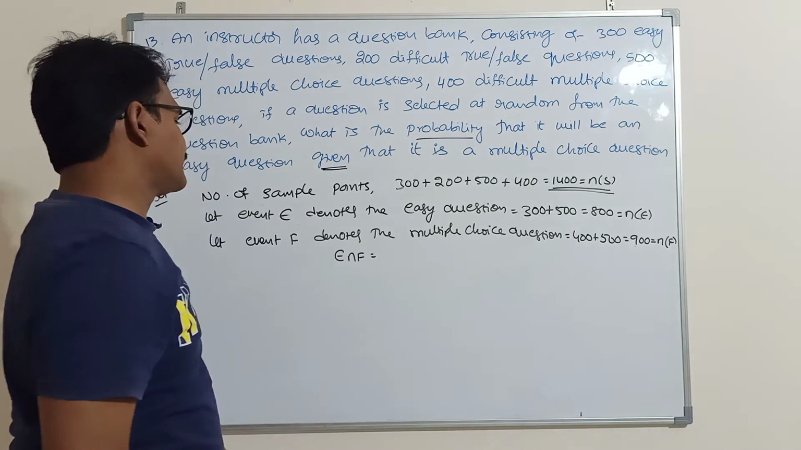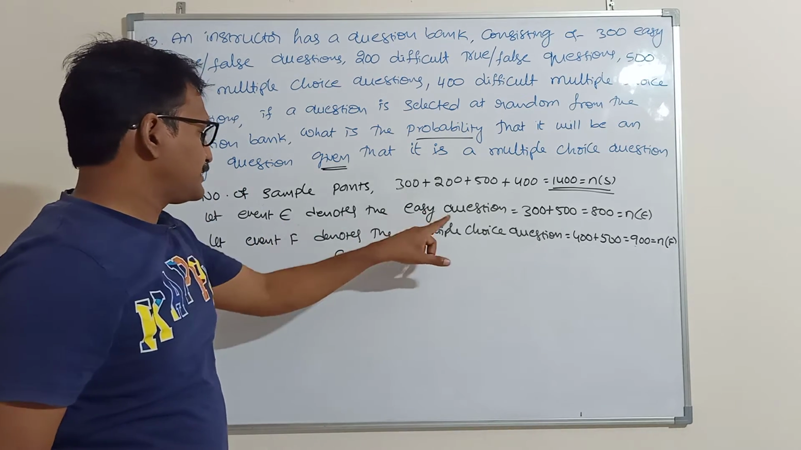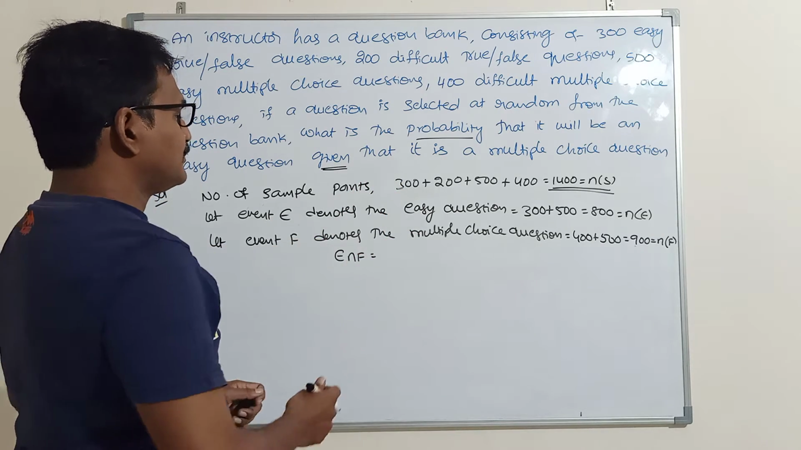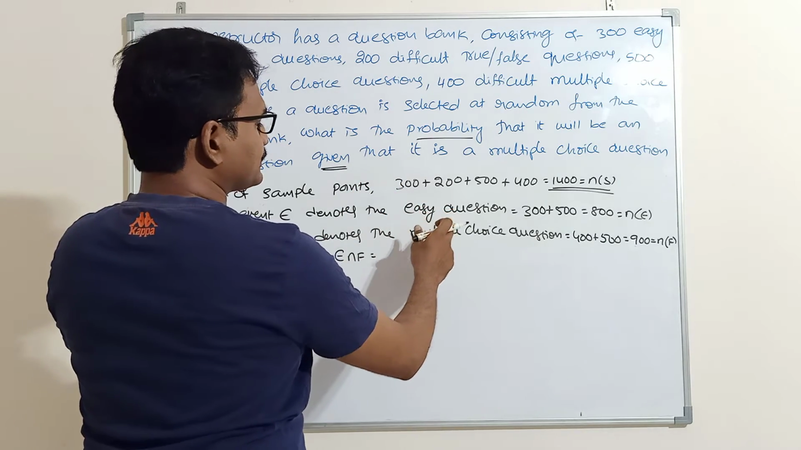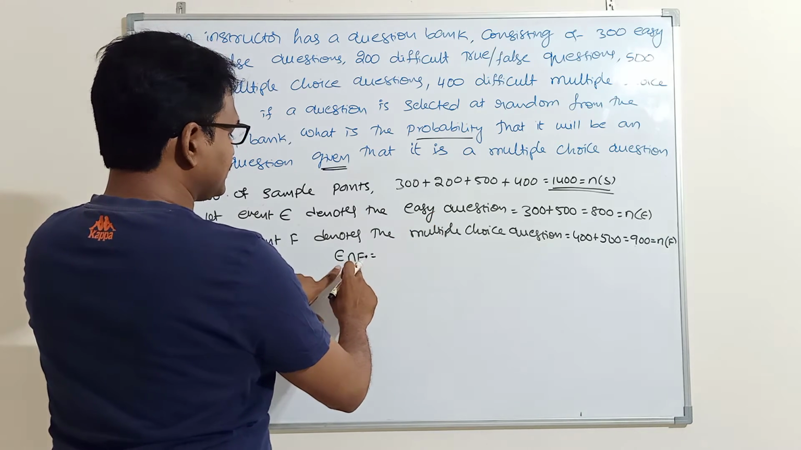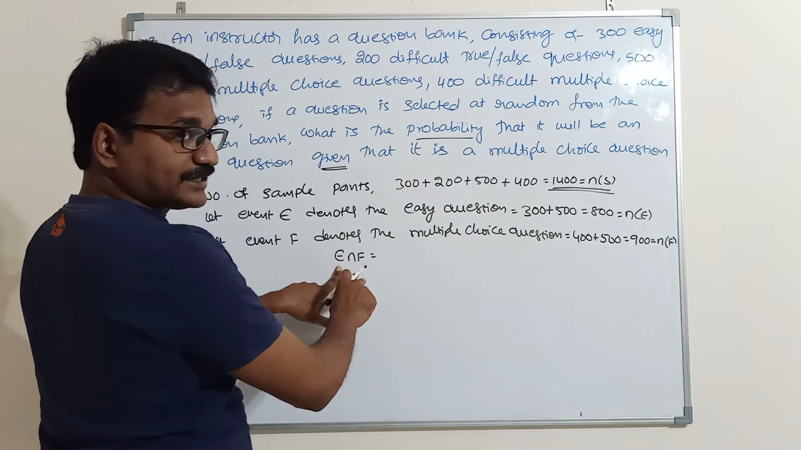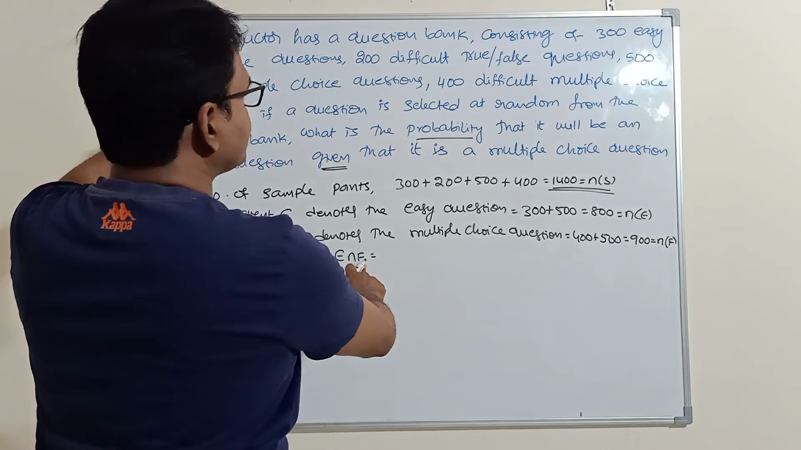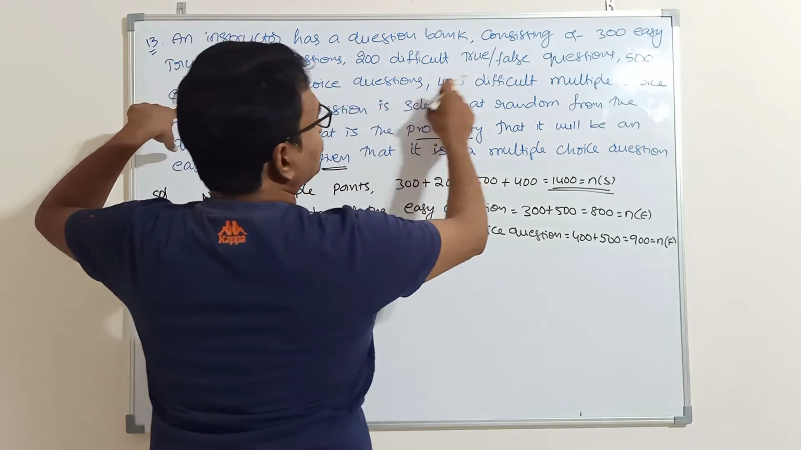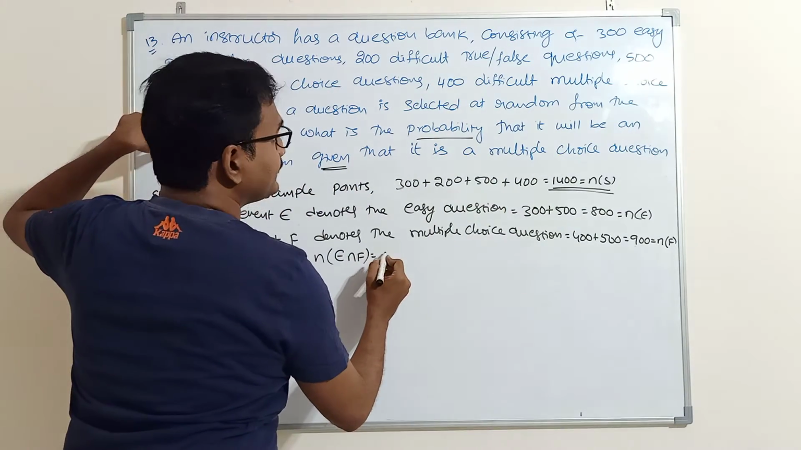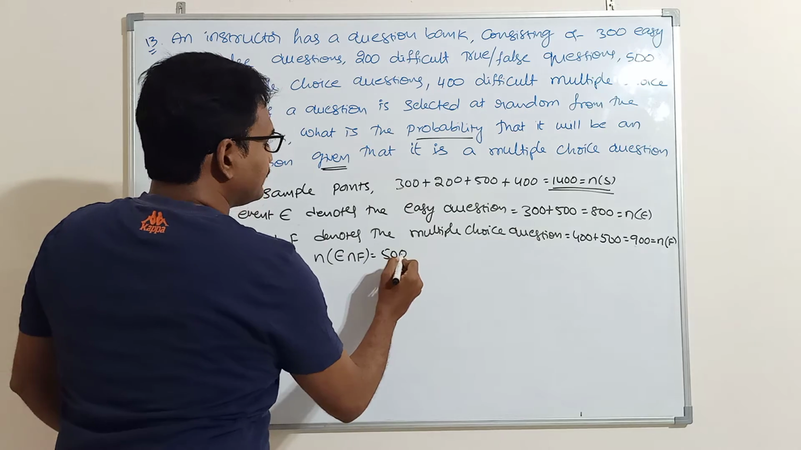Next, what is E intersection F? This is very, very important. E denotes easy questions, F denotes multiple choice questions. So what is the common point between these two? Easy question and it should be a multiple choice question. Intersection means and. Easy and multiple choice questions, how many are there? Easy multiple choice questions are 500. Number of easy and multiple choice questions is 500.